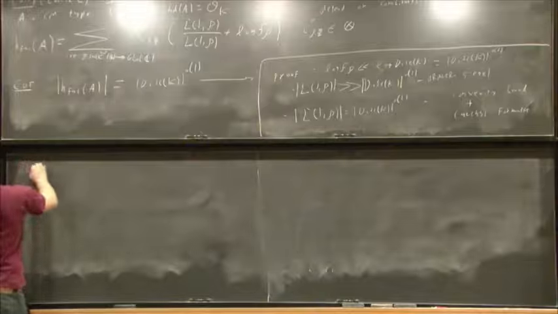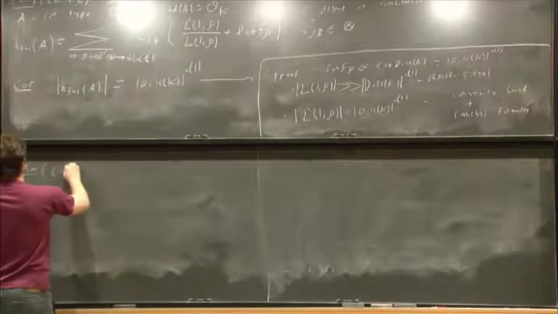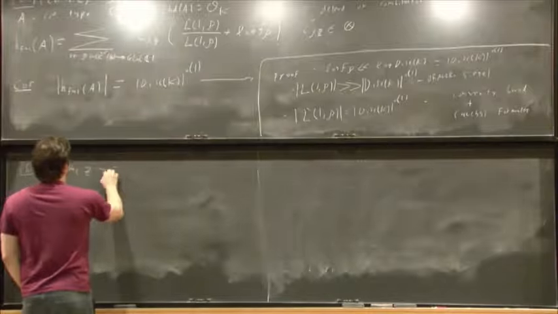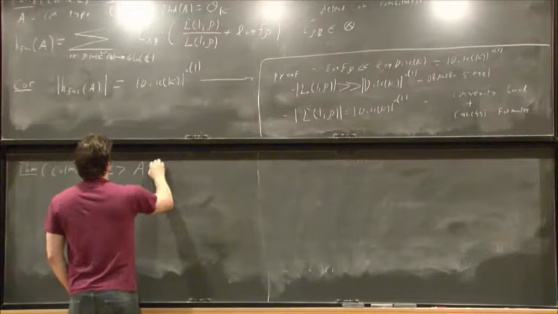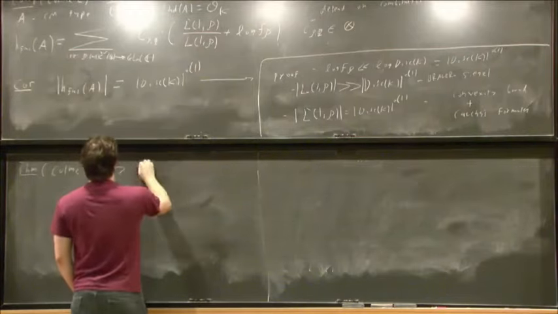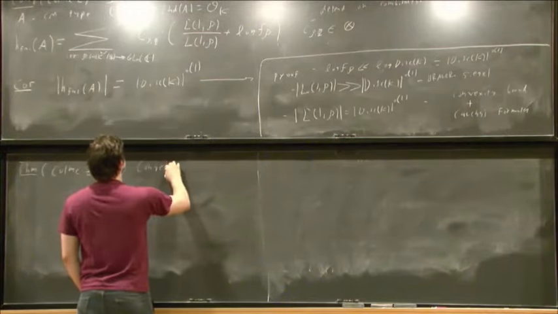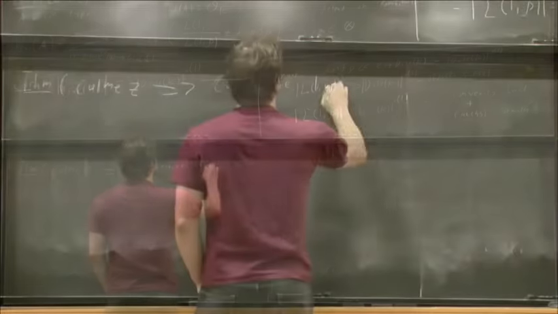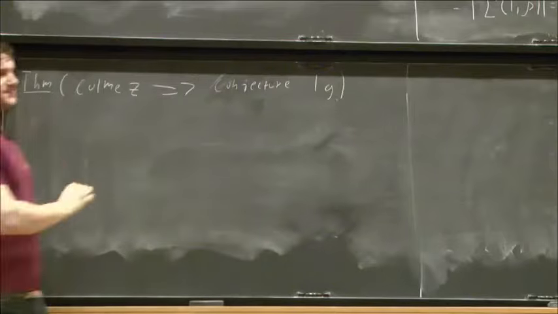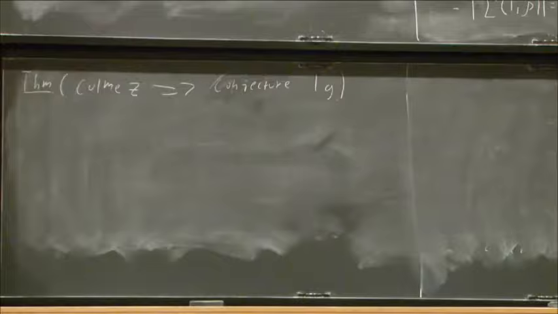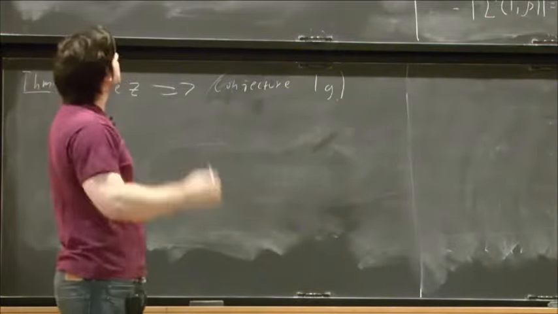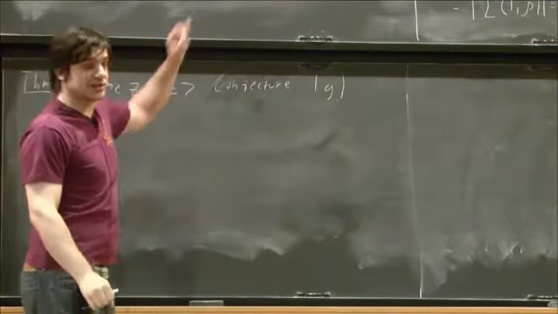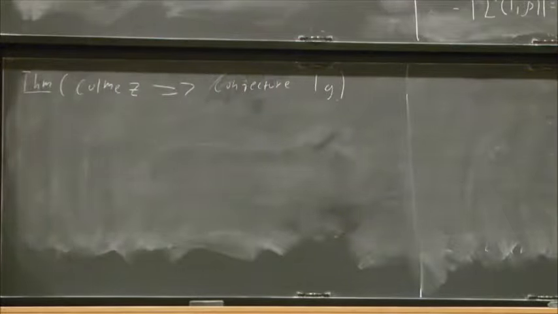So theorem, the Colmez conjecture implies André-Oort. Well, let me say it implies conjecture 1G. That's what I'm really going to prove. OK? So I want to explain how that goes. So it's going to be a few ingredients. One ingredient is going to be this corollary here.